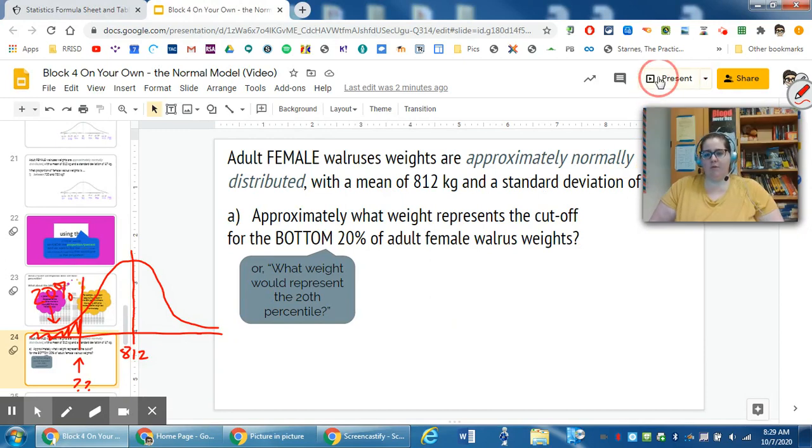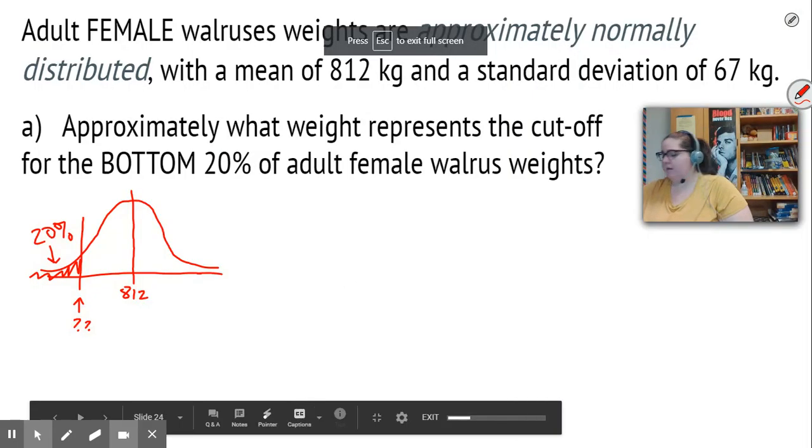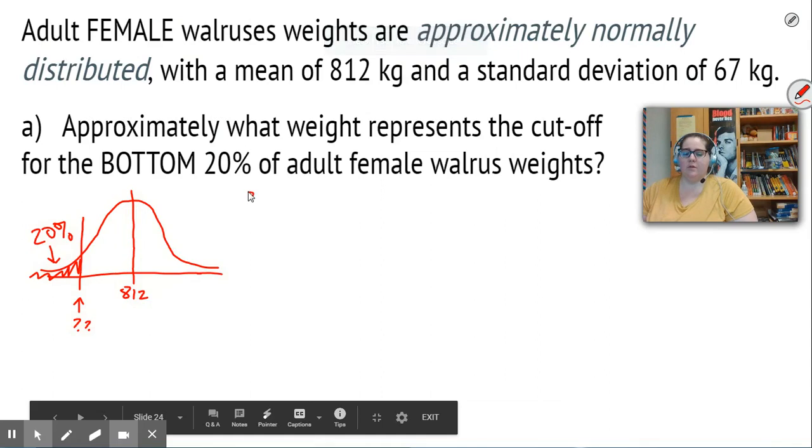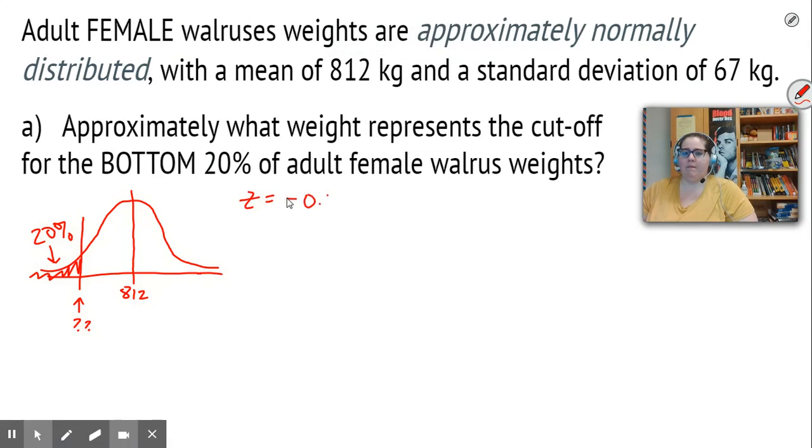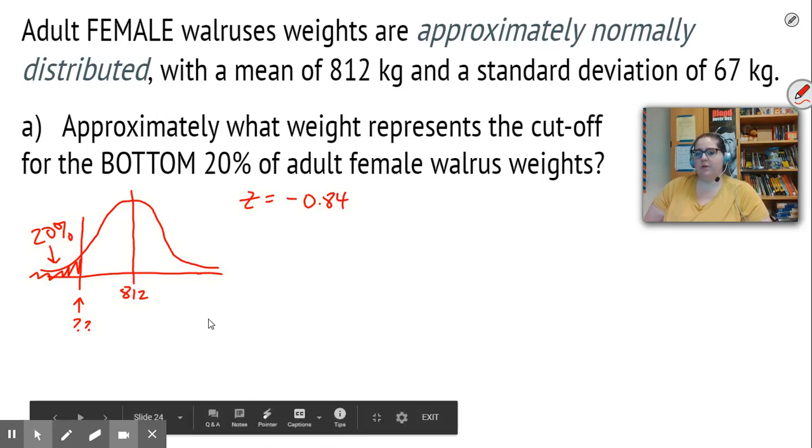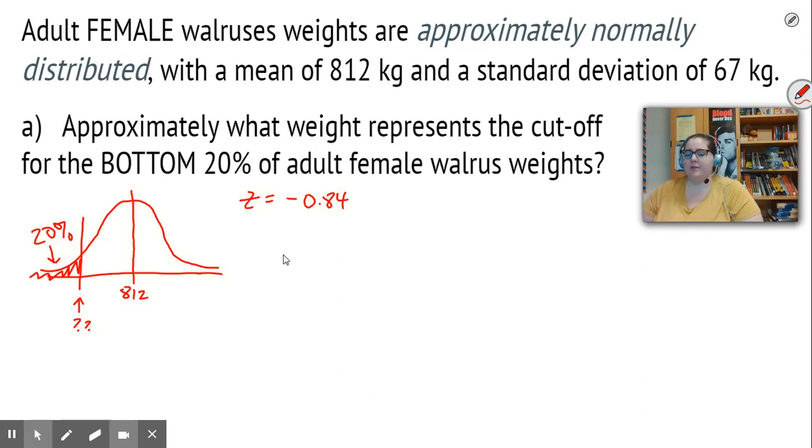So negative 0.84 is my z-score. And then once you find that z-score, we're continuing to work backwards. Now I can set this up with my equation for a z-score. So we know a z-score, which is negative 0.84, is equal to the observed value, which is the thing I don't know, minus the mean divided by the standard deviation, right?